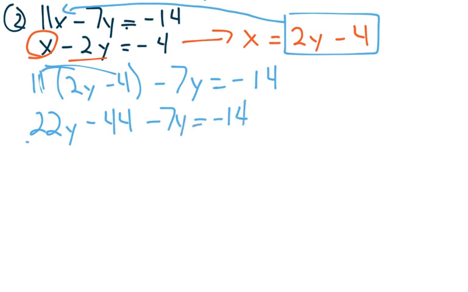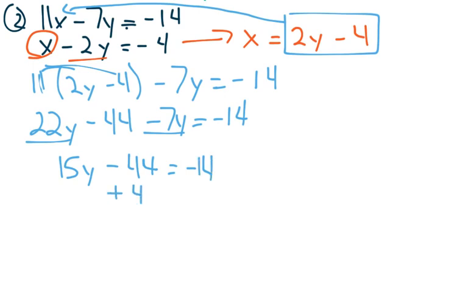Okay, combine your like terms. 22y minus 7y. We don't need to do any adding of 7y. They're on the same side. Just combine your like terms. If I have $22 and then I go spend 7 of them, that means I have $15 remaining. So 15y minus 44 is equal to negative 14.